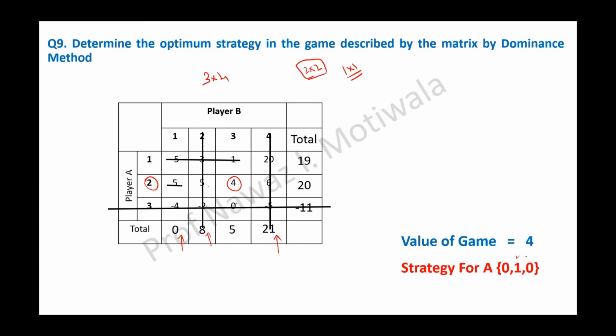Similarly, from the player B side, which strategy will he follow? 0, 0, 1, 0. Yes, because this corresponds to strategy 3, there will be 1 in the third position and the others will be 0. So the answer will be 0, 0, 1, 0. And this completes the problem by the dominance method.